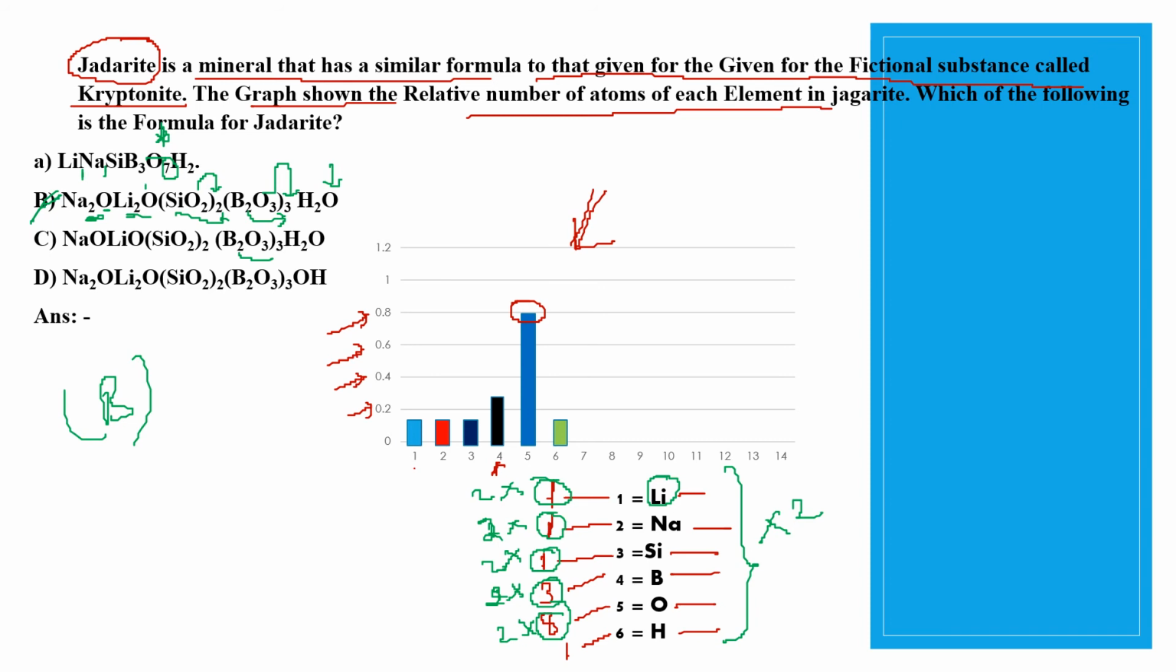2 sodiums, 2 silicon, then here 6 borons, 16 oxygen, then here finally 2 hydrogen. So that is why Na2O, Li2O, then SiO2 taken twice, then B2O3 taken thrice, then H2O, you will get the answer. So the answer is B. Based on this, we identify B is the right answer.